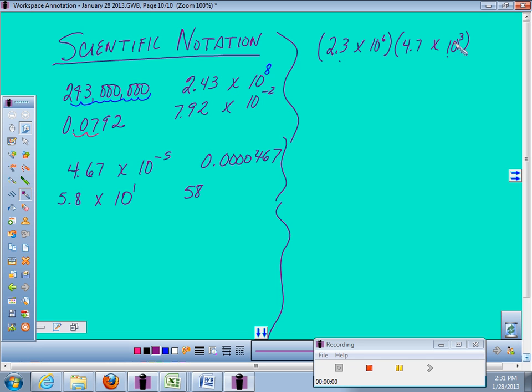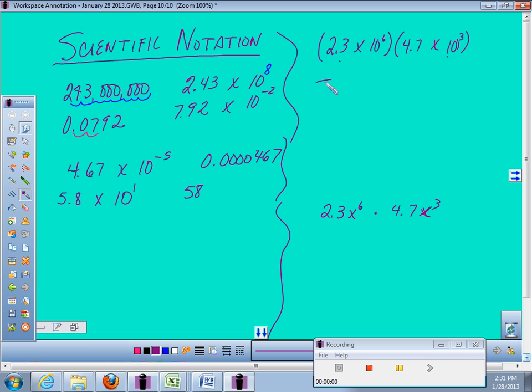And let me take you back to exponents. If I gave that to you as 2.3 x to the 6th times 4.7 x to the 3rd, how would you guys multiply that together? You would multiply the coefficients and do what to the powers? Add them. The 10 is basically the base, and the coefficients are the 2.3 and the 4.7. So all you need to do here is multiply the coefficients, leave the base 10 alone, and add the exponents.